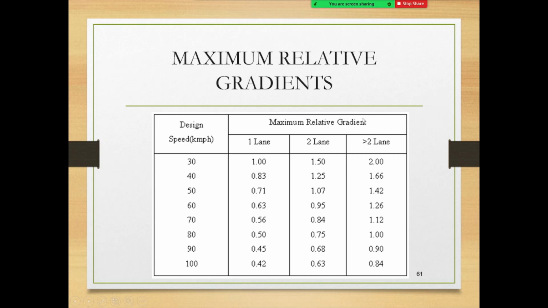Here, maximum relative gradient. So if you are going to design for 50 kmph, one lane, that is one side, right? Your maximum relative gradient is 0.71. If it is two lane, relative gradient is 1.07, and if it is more than two lane, it is 1.42. And if your design speed is 70, for one lane one side, it is 0.56, two lane one side, 0.84, right?